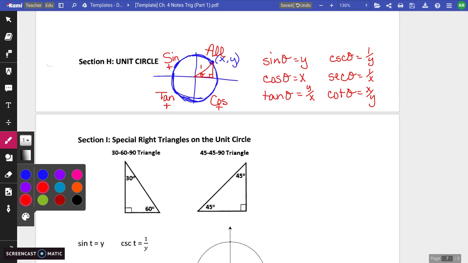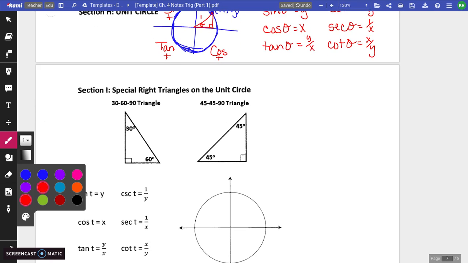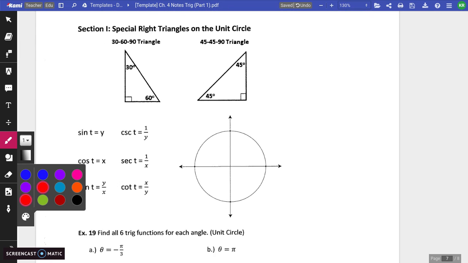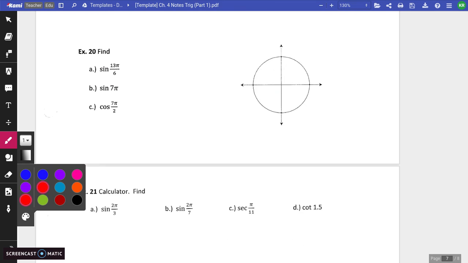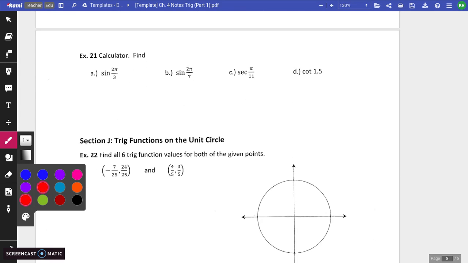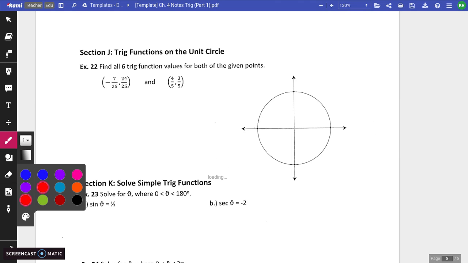We'll just go on, and we're going to skip ahead to section J. It's short, and then later today I'll come back and do section I for you.